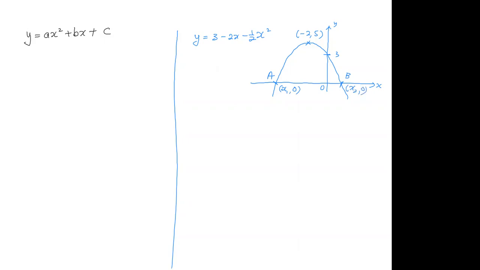All right, point A and point B lie on the x-axis and also on the curve. So how am I going to find the x-intercept? So my question is how to find x-intercept? Substitute 0 into y. So that means when y is 0. When the coordinate y is 0. So you have this.